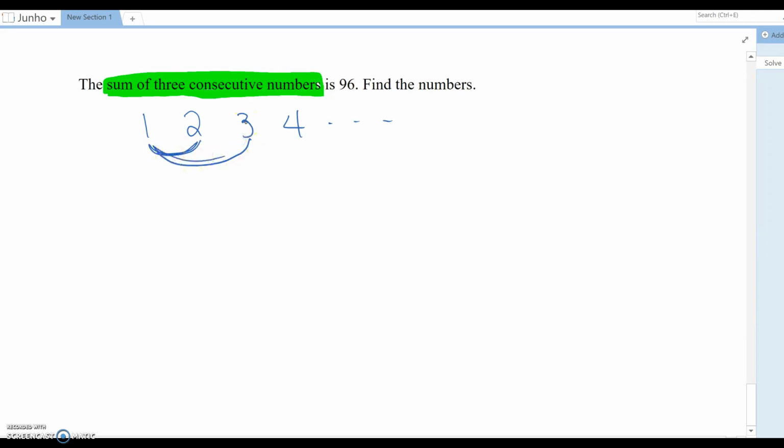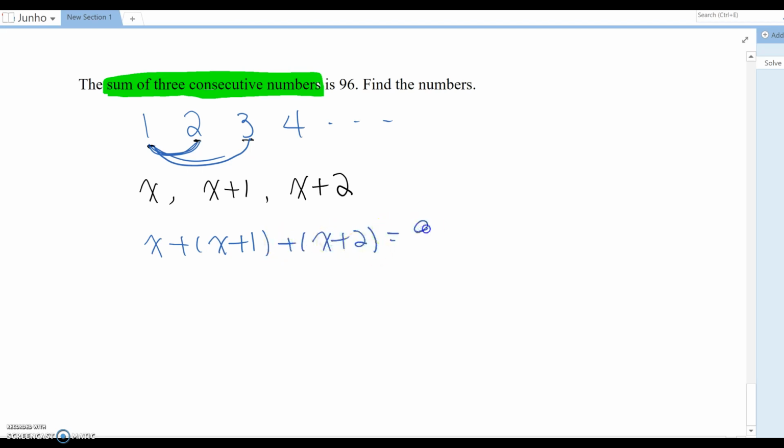Since we need to set up 3 numbers, if you set up one number as x, then the other one becomes x plus 1, the last one becomes x plus 2. Like 2 is 1 more than 1, 3 is 2 more than 1, like this. Okay? Now their sum is 96. So you can set up x plus x plus 1 plus x plus 2 equal 96.